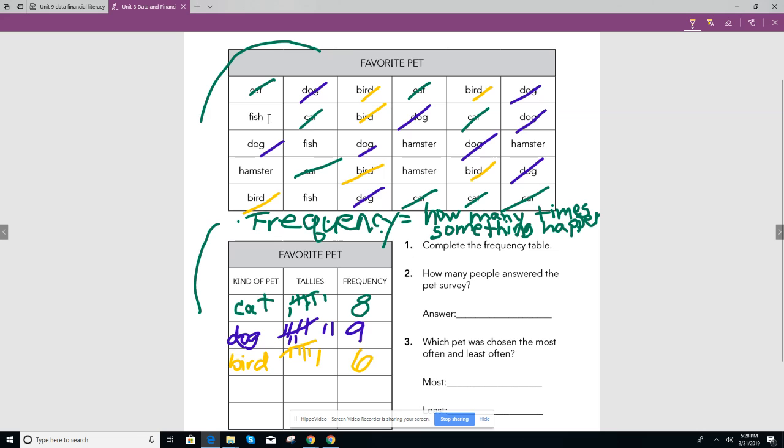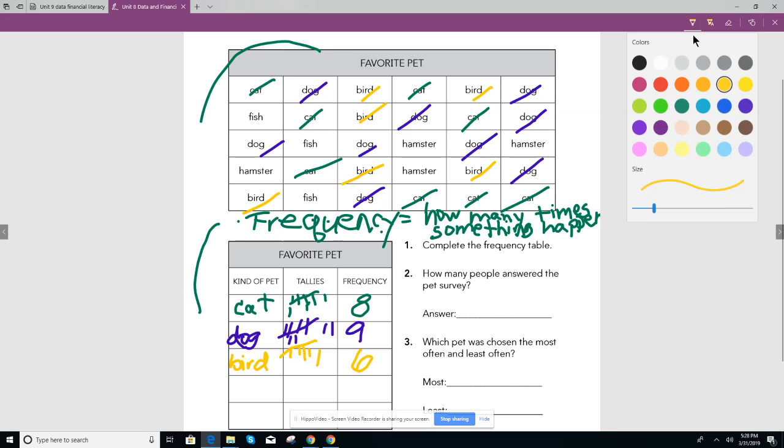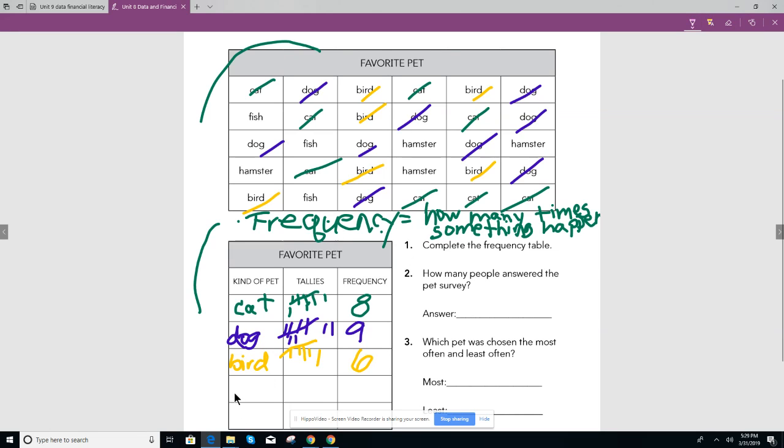And now is fish. Let's make fish pink. So we have fish. 1 fish, 2 fish, red fish, blue fish, 3 fish. So the frequency of fish is 3.